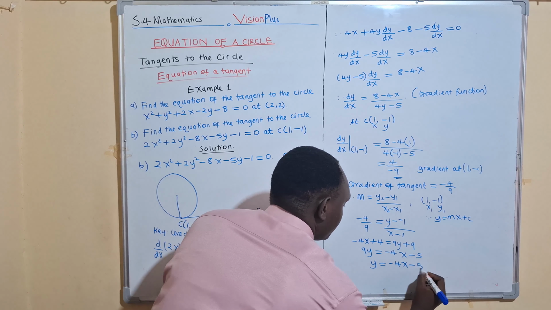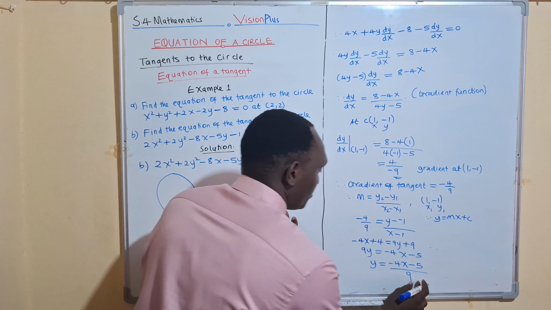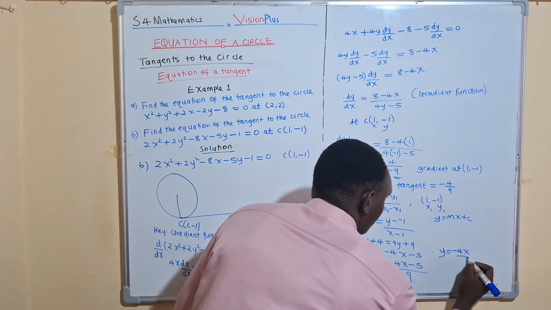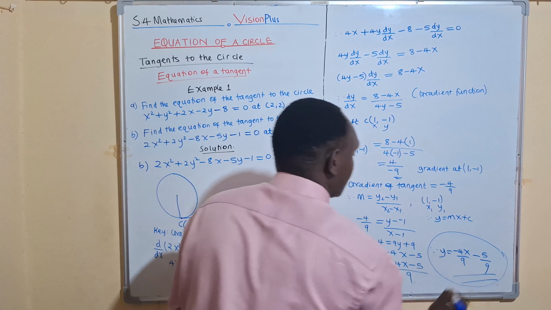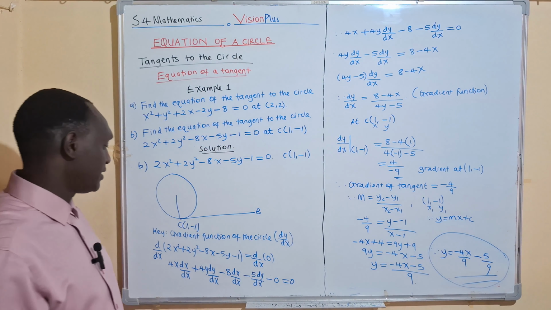And this is the equation of the tangent, which we can distribute the denominator so that we have y equals negative 4x out of 9 minus 5 out of 9. So this is the equation of the tangent to the circle at point C of coordinates (1, negative 1).